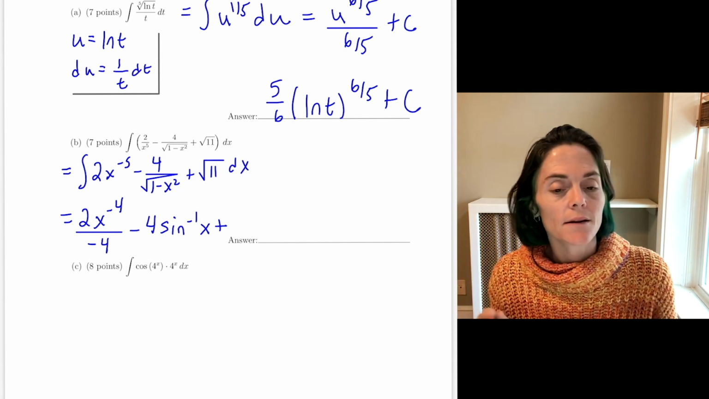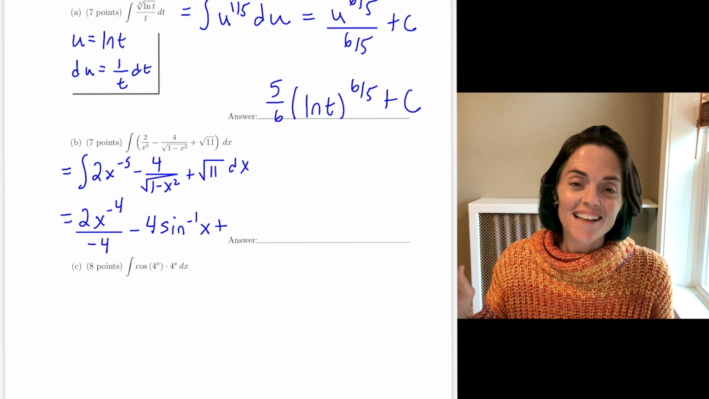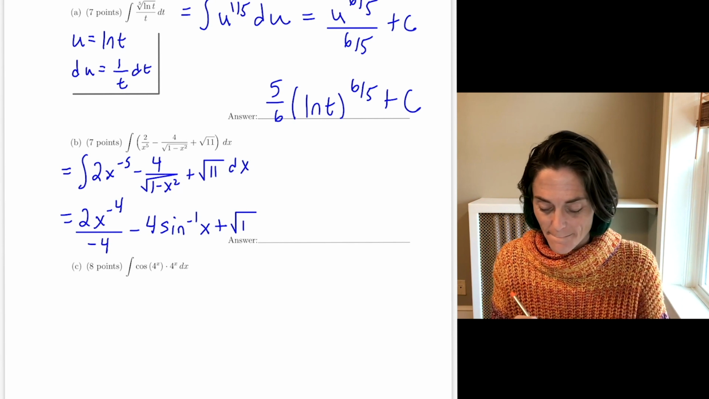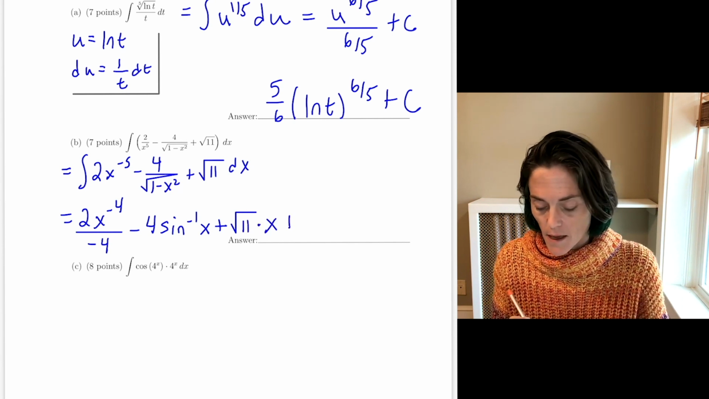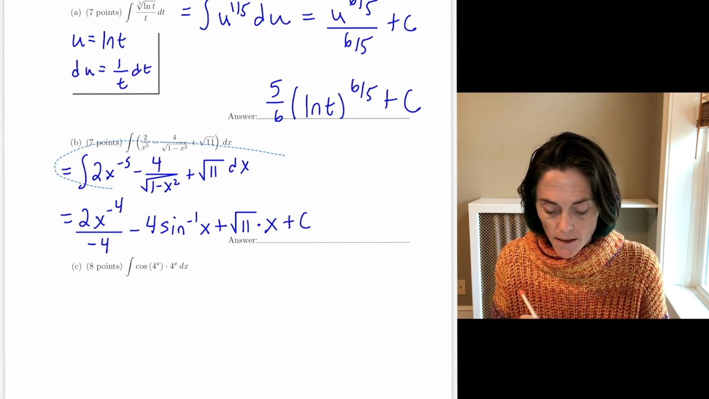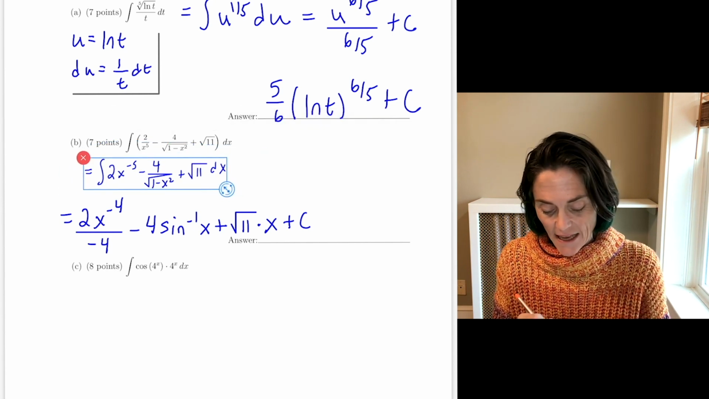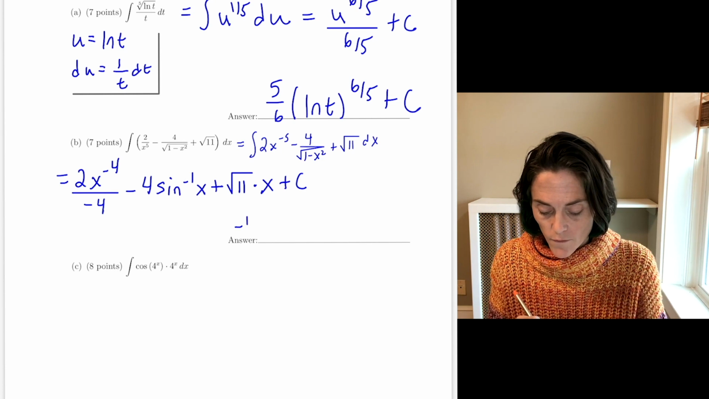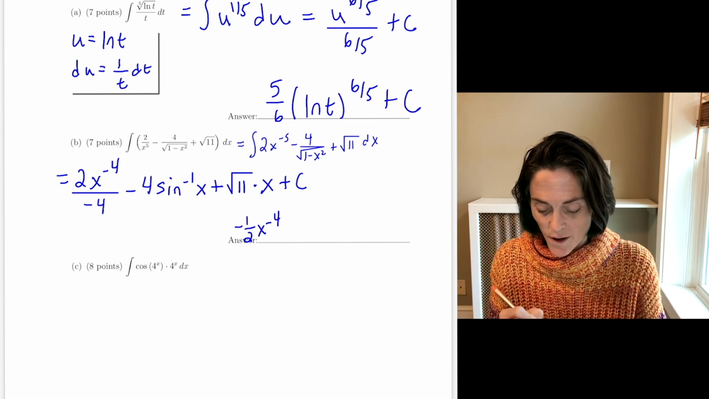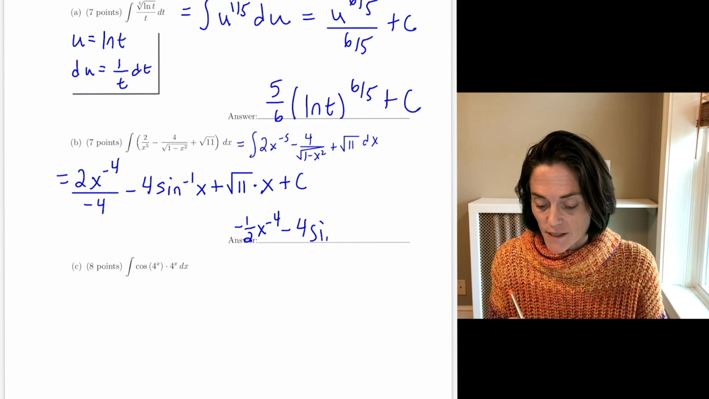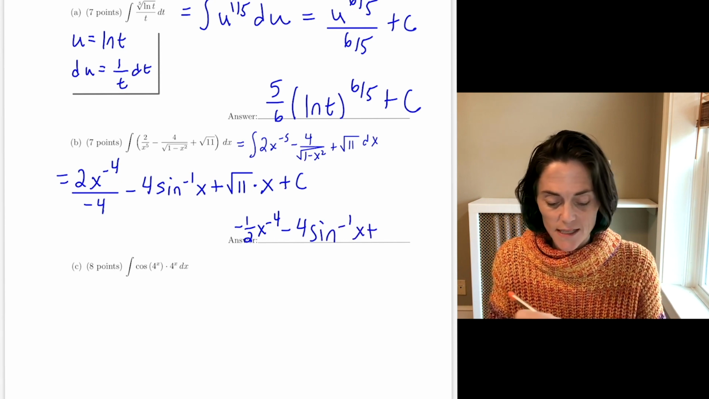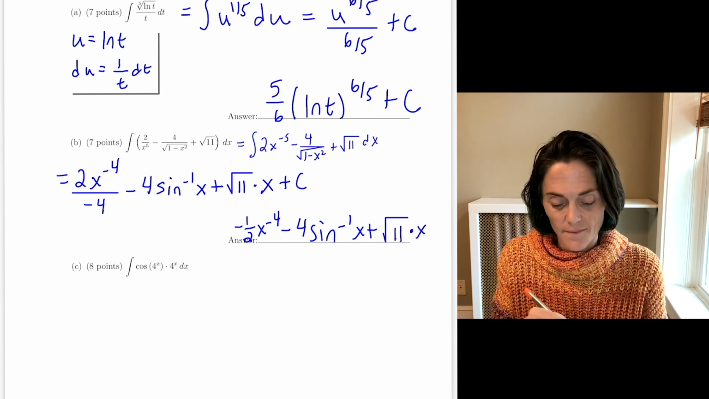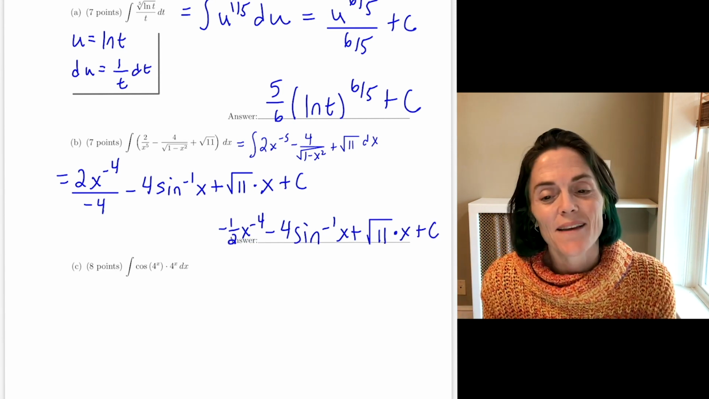Next term is square root of 11. When we integrate a constant, we just get that constant times x. So here we will have square root of 11 times x. And then don't forget plus c. Let's see, I might make this a little bit smaller and simplify my answer just slightly. You notice this first term is negative 1 over 2, x to the minus 4. And then I have minus 4 sine inverse of x. And then I have plus the square root of 11 times x plus c. This is my final answer here.